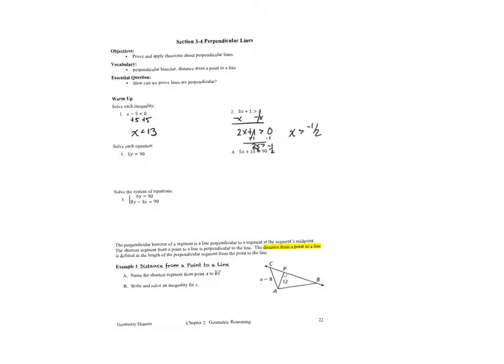Divide both sides by 2, and you get x is greater than negative 1/2. Example 3, divide both sides by 5, and you get y is equal to 18. In example 4, you can subtract 15 from both sides first. We get 5x equals 75. Divide both sides by 5, and x equals 15.